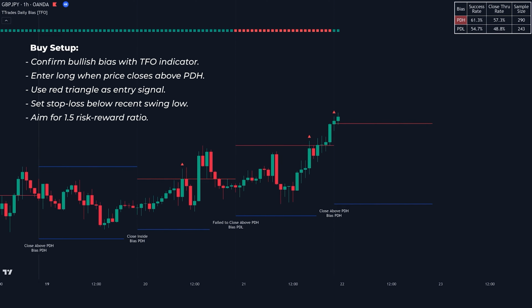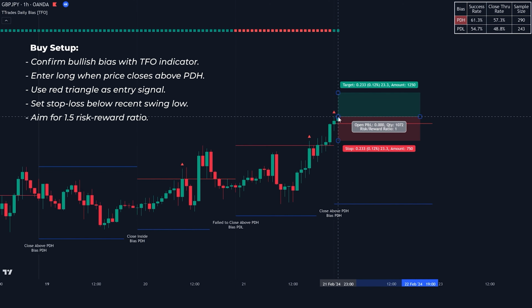Buy setup. When the TTrade's Daily Bias TFO indicator confirms a bullish bias by indicating that the price has closed above its previous day's high, PDH, it signals an opportunity for entering long positions. To initiate a buy position, traders should watch for the appearance of a red triangle on the chart, indicating that the PDH level was breached. Once the red triangle appears, traders can enter a buy trade on the formation of the next candle.